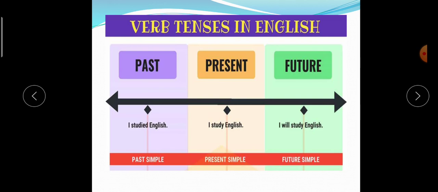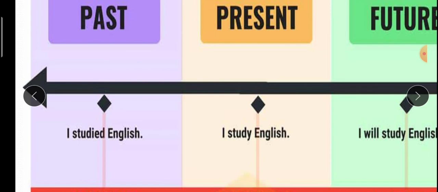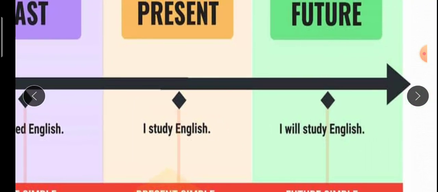So let's go through these examples. We are taking a common verb, study. Now in the present, what are you doing right now? Yes, you are studying English grammar. So I study English. Then if you say the same sentence in past form, you will say I studied English. Now here we are using V2, the second form of the verb. See, study is the first form, studied is the second form. We have learned this, right?